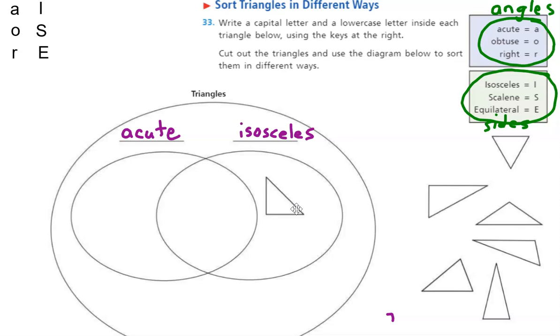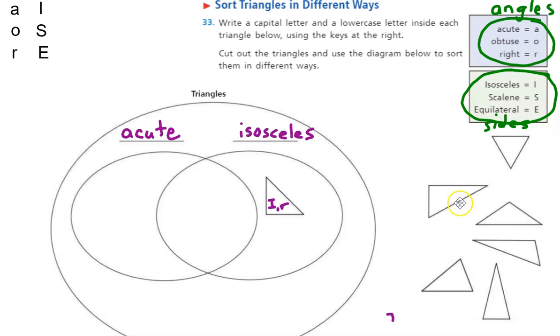So what it asked us to do also is to label these, and that means that I need to label this. This is an isosceles triangle, so it's got an I. And it is also a right angle, so I would label that with an R. So this is an isosceles triangle because it has 2 sides of the same length, and it is a right angle because it's got that little right angle right there.